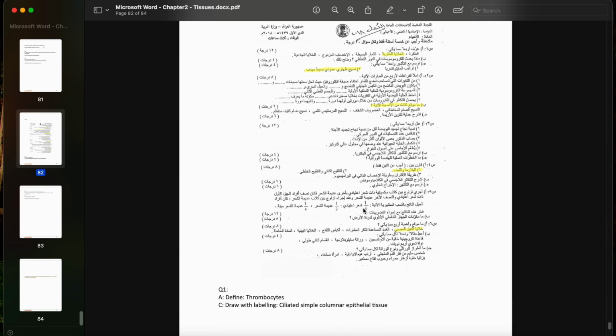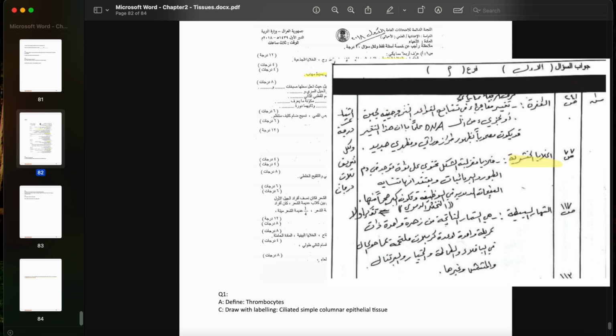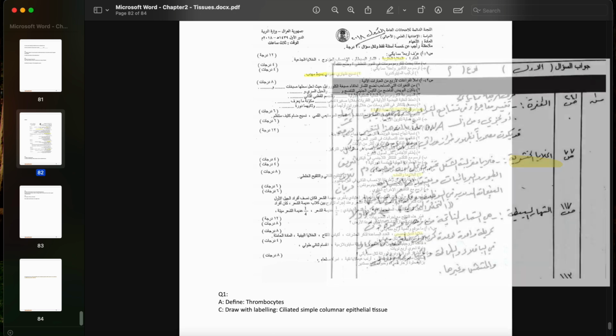In question 1, they're telling you to define the thrombocytes. Now do not confuse the thrombocytes definition with the blood platelets definition. We're going to say that the thrombocytes are found in the lower vertebrates, such as birds and amphibians, and they appear as larger and spindle-shaped cell with a nucleus. These thrombocytes are believed to serve the same function as blood platelets in mammals, which is the blood coagulation.